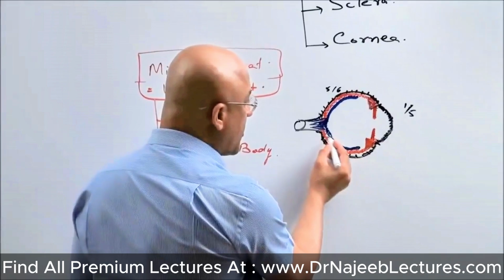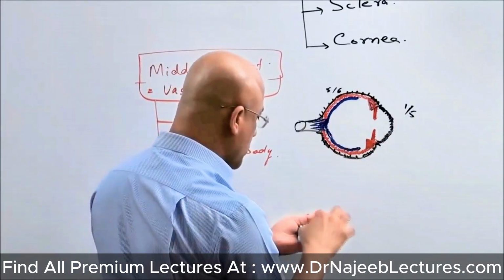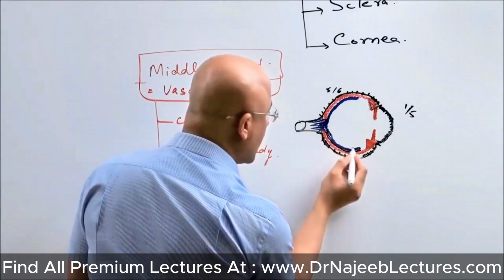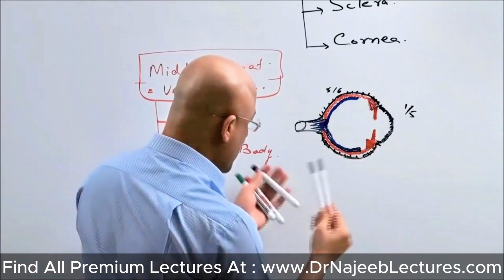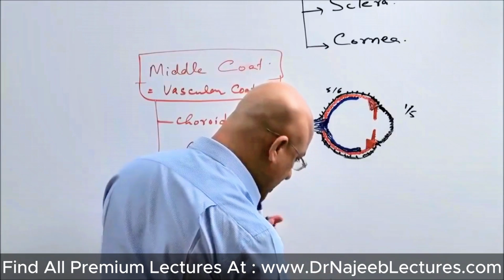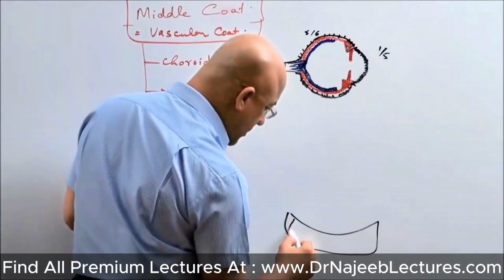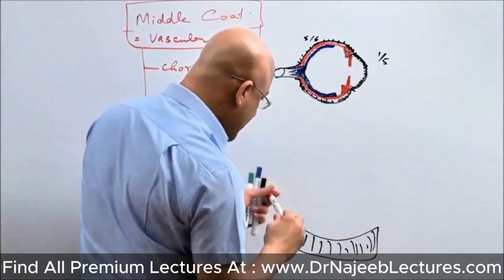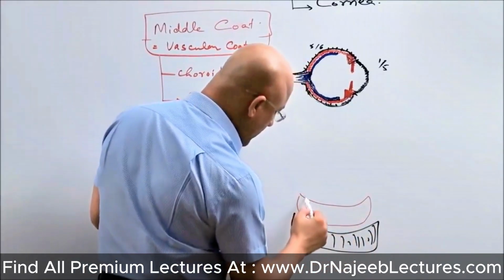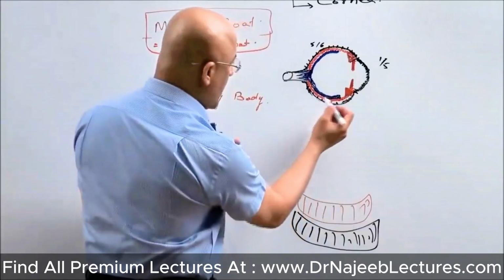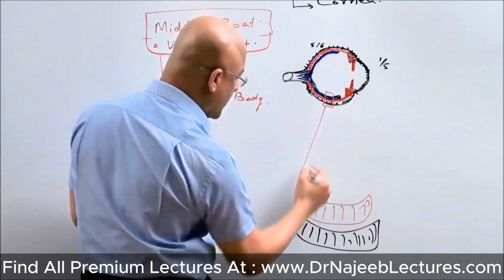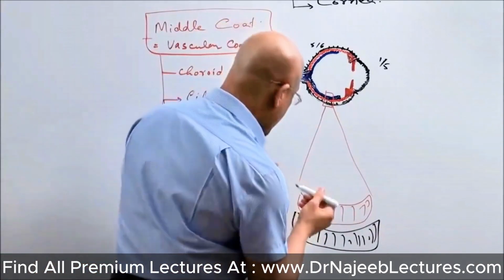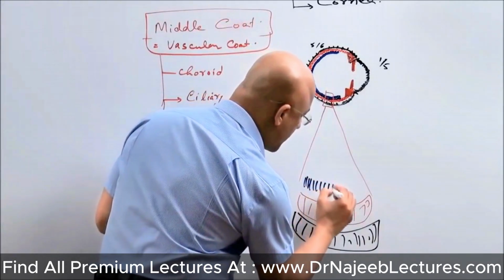Again, if I want to be more clear, the retina is basically two layers. An outer layer, this black layer, is the pigmented layer. If I enlarge the structures here, what is this structure? This is the sclera. Inside it, this is the choroid or vascular layer. Inside here, this is your retinal layer.